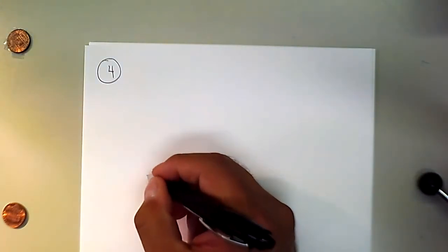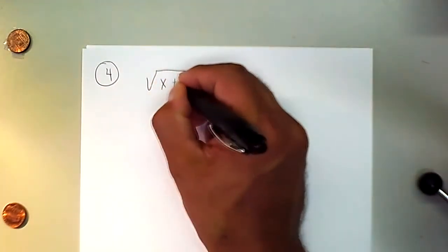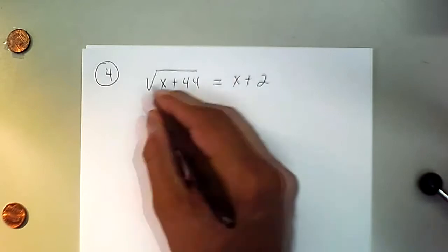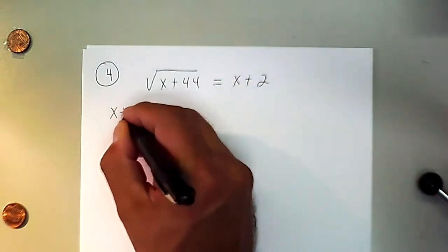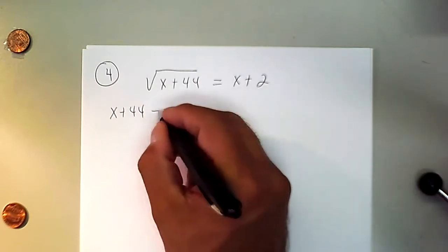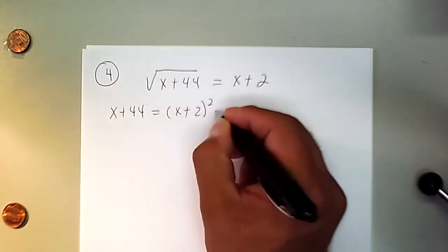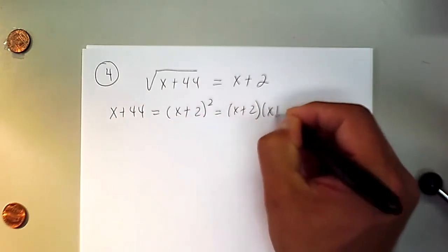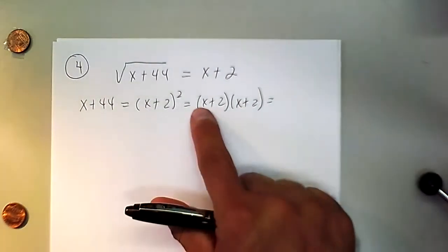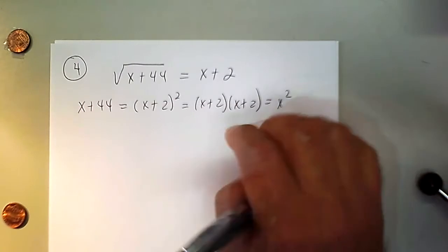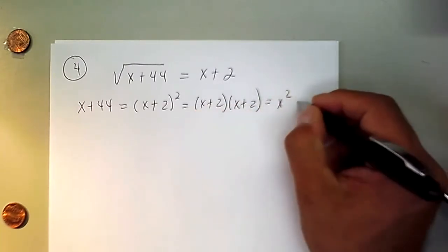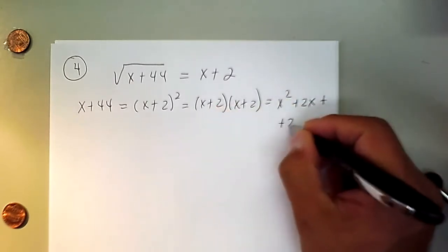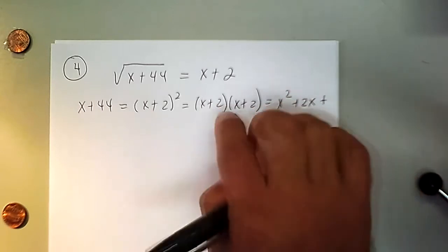All right. How about square root of x plus 44 equals x plus 2? All right, so we're going to square both sides, x plus 44. And now remember, we're going to FOIL this, x plus 2 quantity squared. So we have x plus 2 times x plus 2. Okay, and again, x times x is x squared. X times 2 is 2x. 2x again. 2 times 2 is 4.